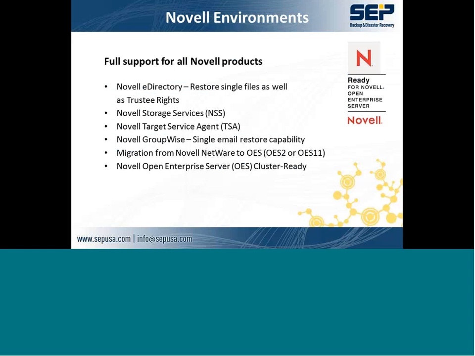So we can back up eDirectory, NSS volumes, iFolder, and also GroupWise. For GroupWise we can restore single emails, single users, and single post offices. Behind the scenes, because of the way GroupWise compresses its data, even if you do a single file restore, it goes ahead and restores the entire post office and then pulls out the single email that you requested.